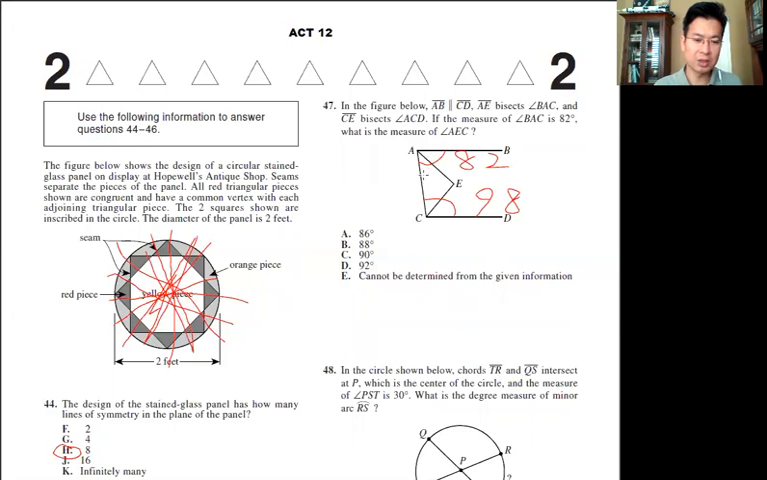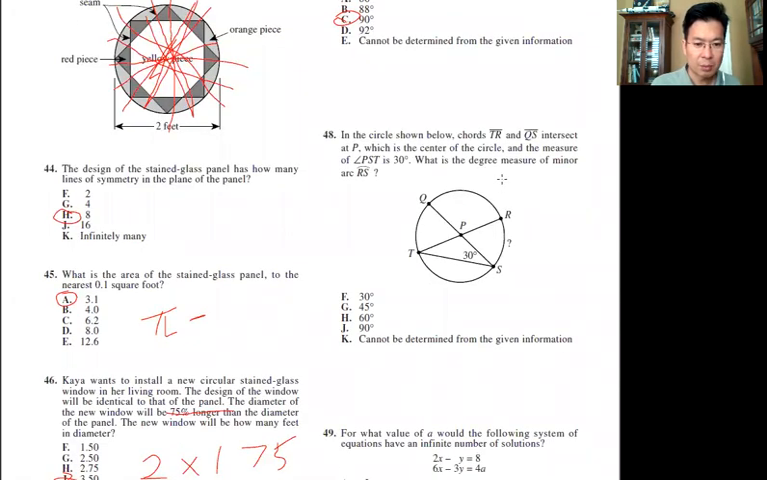AE is bisecting, so this is 42, 41. And then CE also bisects, so which is 21. So it's 90 degrees. This is 49 for this one, the half of it, I mean. To measure degree minor RS, this one.